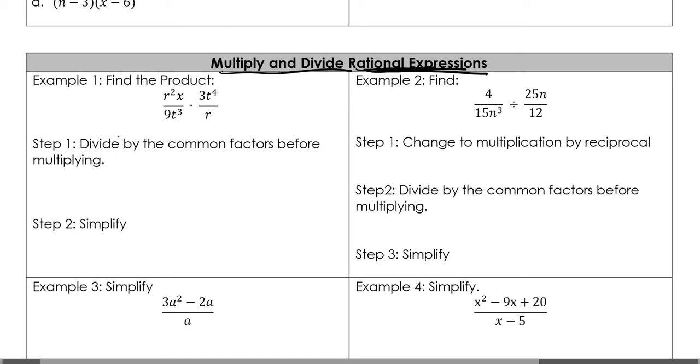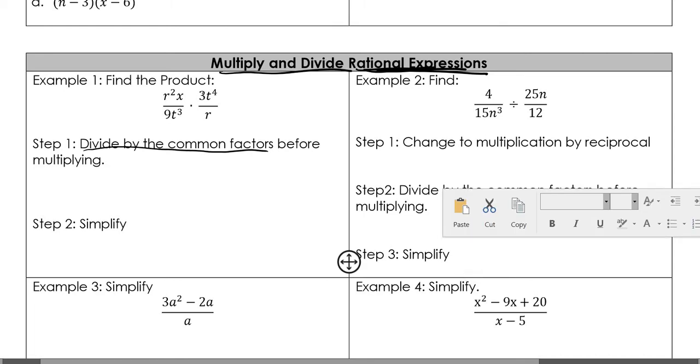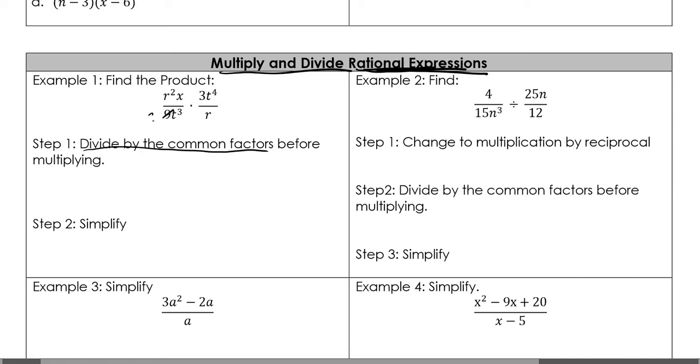Step one, before you multiply, you divide by the common factors. So we look, is there anything on top on either side that has common factors with something on the bottom? We see the 3 and the 9 have something in common. For example, we know 9 is really 3 times 3. What can both be crossed out? A 3 and a 3.